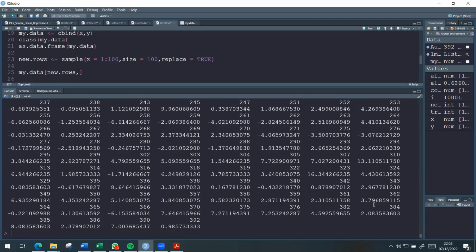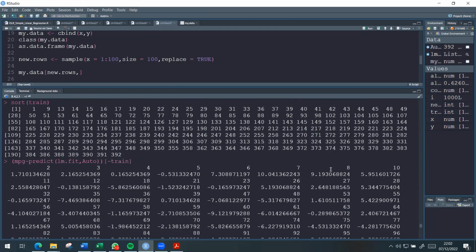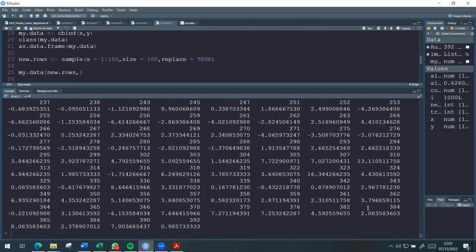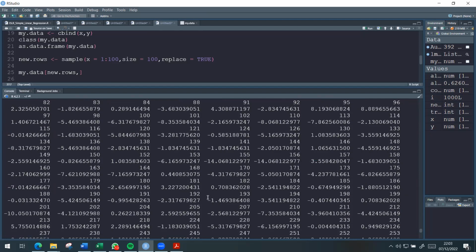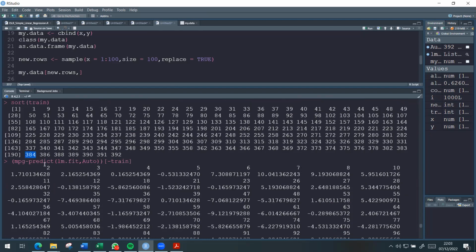So for example, it excludes 383. And 383 is here. But then it does not exclude 384. And 384 is here. Right. It's a bit disappointing. It doesn't look right, does it?